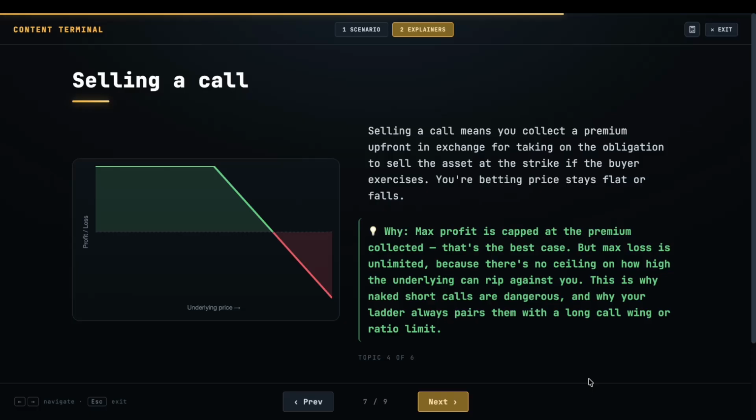But then when you sell a call, you sell your position, right? You're going to get paid in advance. So selling a call means you collect premium upfront in exchange for taking an obligation to sell the asset at a strike price if the buyer exercises it. So you're basically betting that the price stays flat or falls down. I love selling calls, guys, and selling puts because I get paid and I love getting paid. I will not just give money for free by buying, but I prefer to receive money by selling.